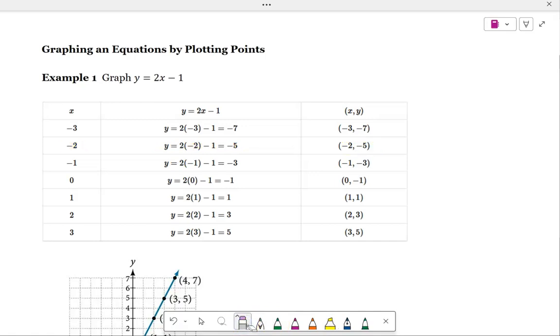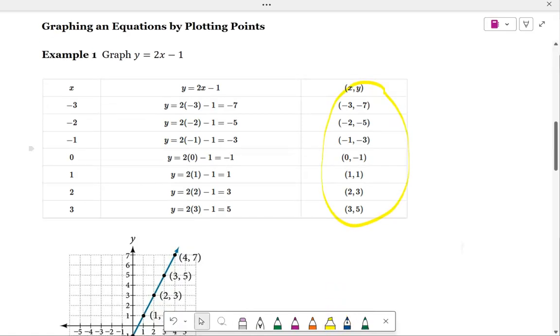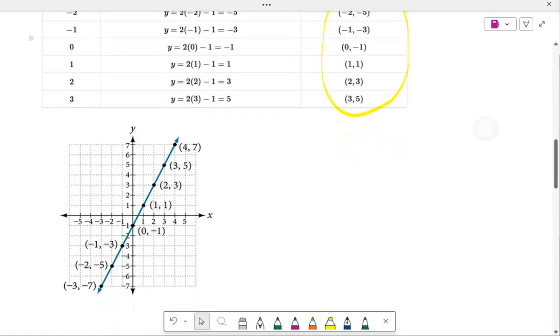Continuing in this pattern, we get a list of a number of points that are on our equation. And down below here, you can see that those points have been plotted. And then if we connect them, we get a nice picture of a line.